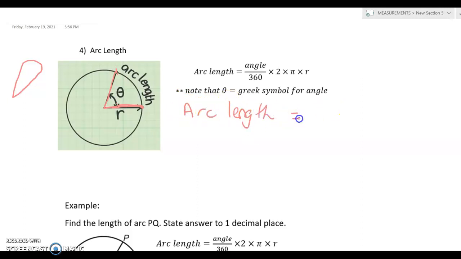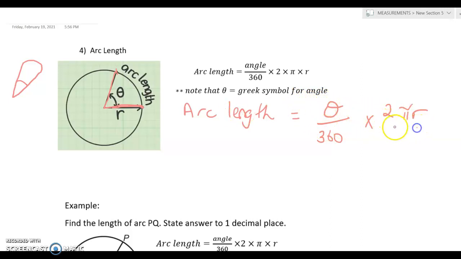Arc length, theta. Theta is just a Greek symbol that means angle, right? So it's the angle over 360 times 2 pi r. Now, I just want to show you something. A sector is a piece of a circle. So that piece, that angle of the circle, is why we get theta over 360, and then we multiply by 2 pi r.